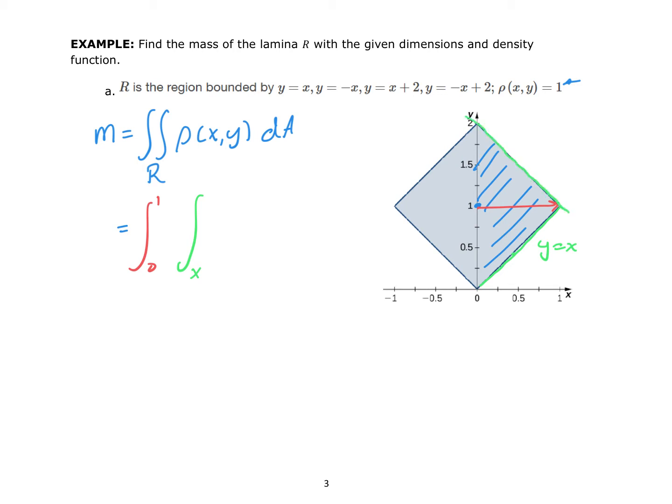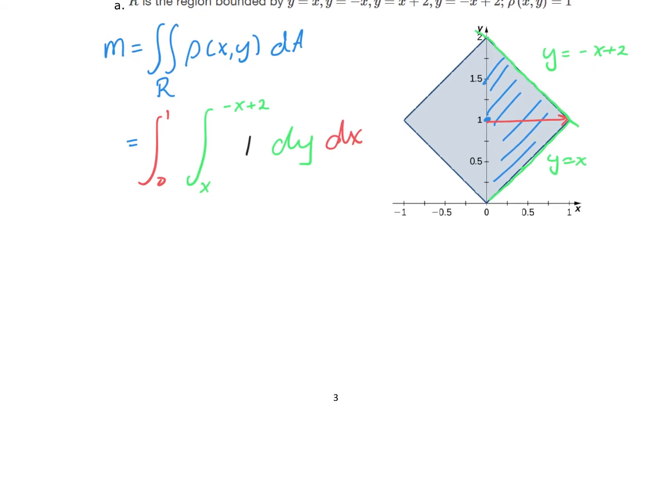This line is going to contain the top part, and this line is the line y is equal to negative x plus 2. So this will be negative x plus 2. Now my rho is nice, it's 1. And then I'm going to do dy first and then dx, because my x is dependent on my y.